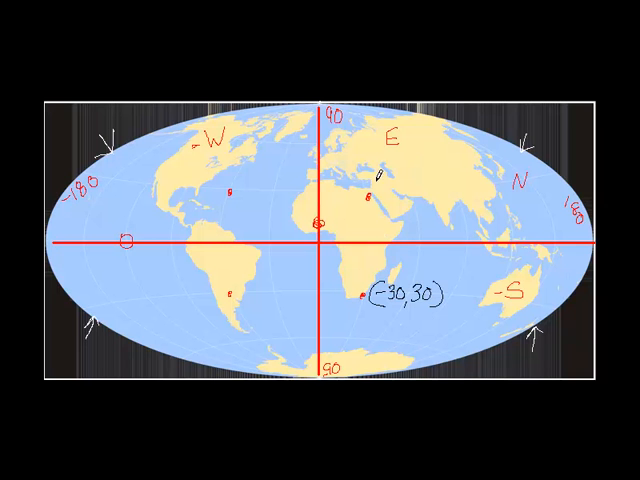This point is 30 degrees north and 30 degrees east. This point is 30 degrees south, so negative 30, and 60 degrees west, negative 60. This point is 30 degrees north and negative 60 degrees west. So there's my latitude, my longitude, my latitude, and my longitude on both of those.